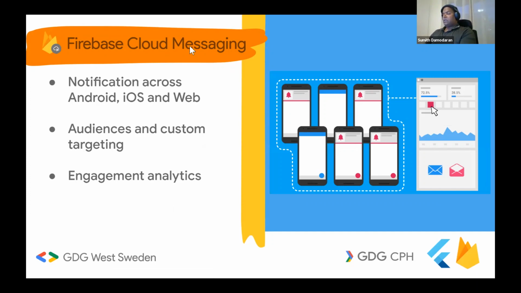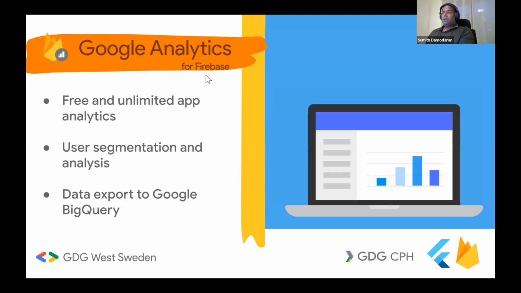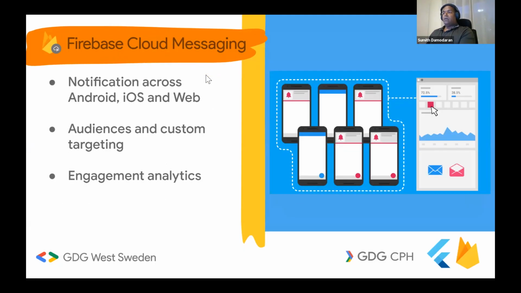Then you can use it for cloud messaging. Cloud messaging is notifications. You can use cloud messaging for notifications across Android, iOS, or web. And you can use the same audiences that you created in Google Analytics for Firebase and target them. So you can do custom targeting. You can do A/B testing using that. And then you can use engagement analytics to see how engaged your users are.